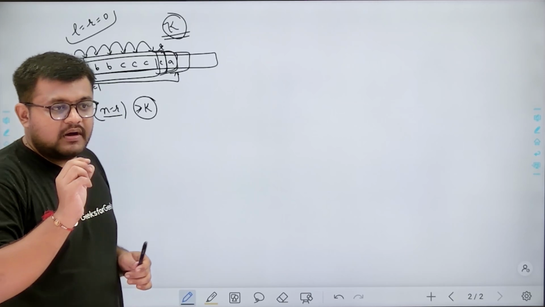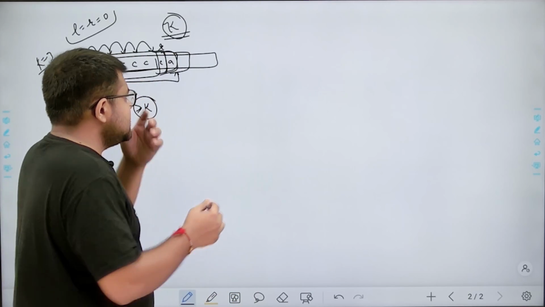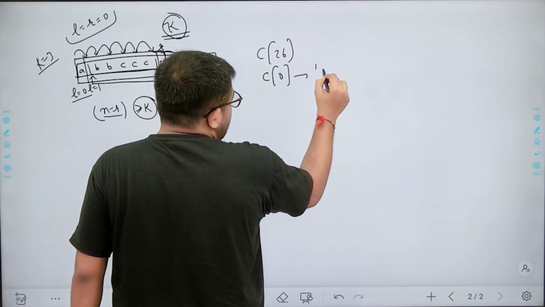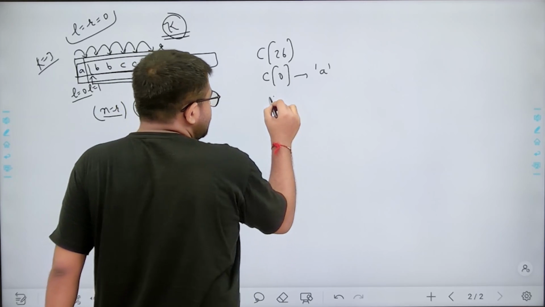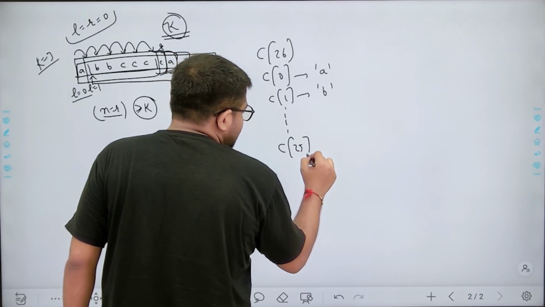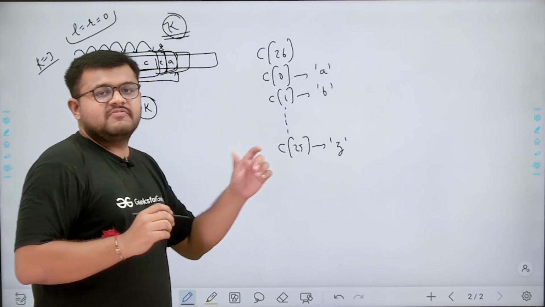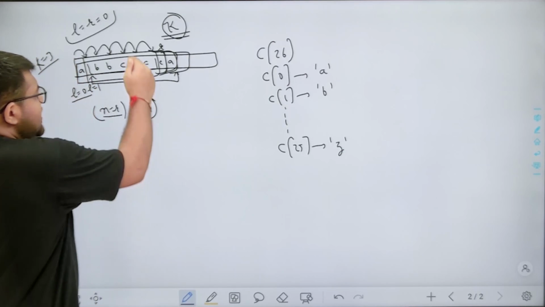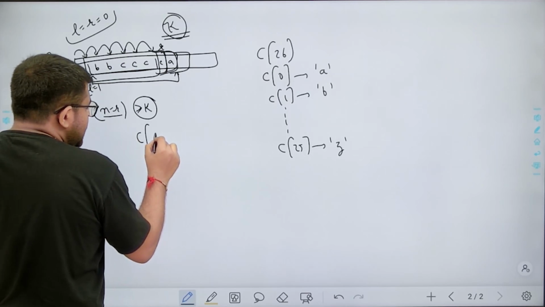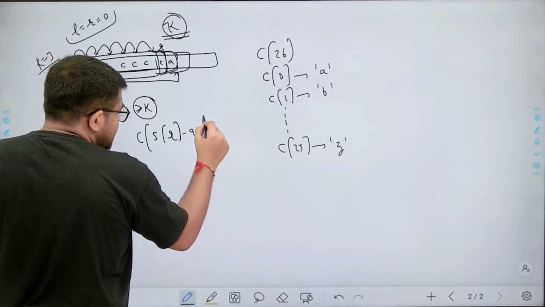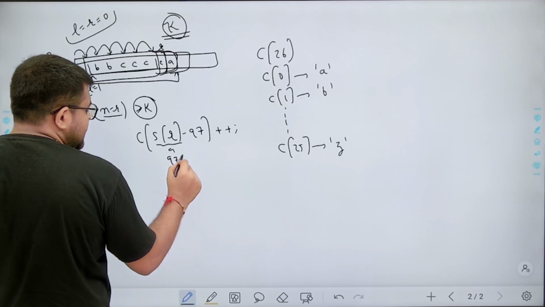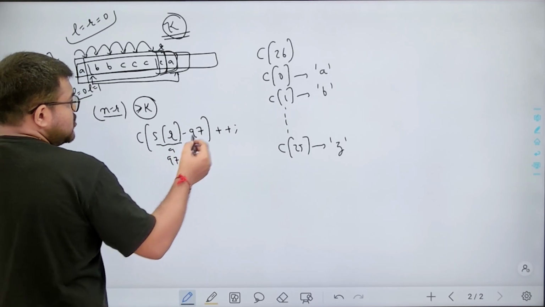Now how will I maintain the count of distinct characters? So basically I'll take one array C of size 26, where C of 0 will represent the count of A in the current substring which I am considering, C of 1 will represent the count of B in the current substring, and C of 25 will represent the count of small z in the current substring which I am considering. Whenever I am incrementing r, so I am taking a new character into consideration, I'll do C of S of r minus 97 plus plus. Okay, so basically if this is small a, then the ASCII value of small a is 97, so 97 minus 97 will be 0, so count of 0 will increase.